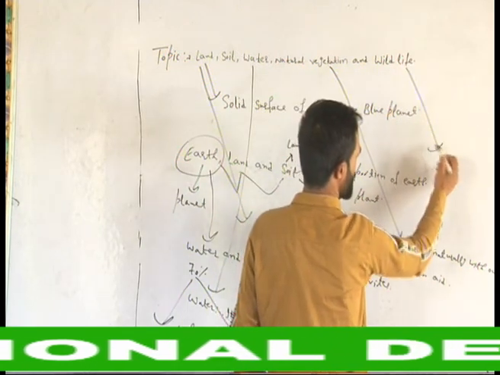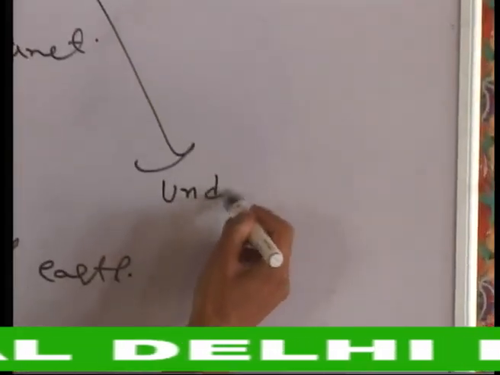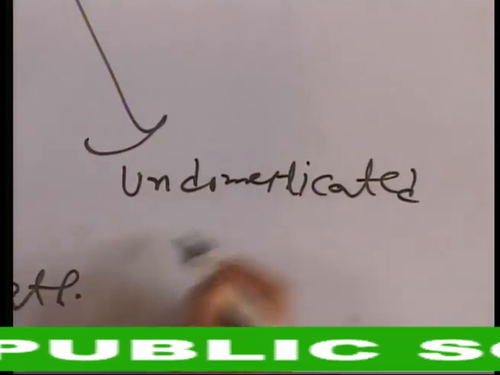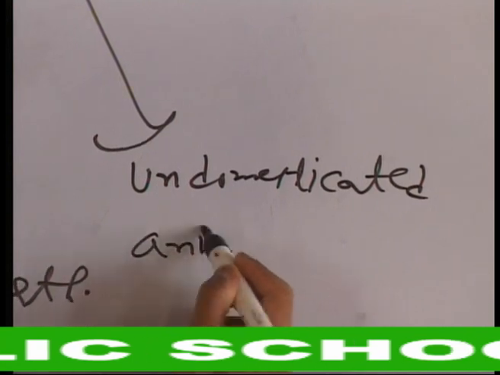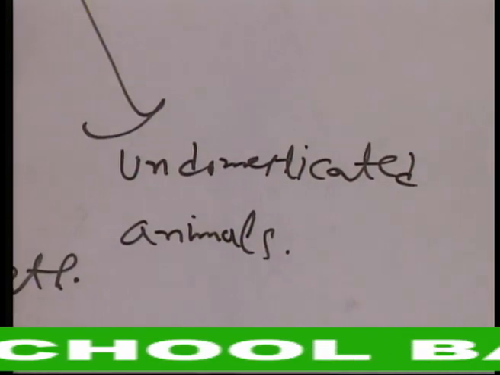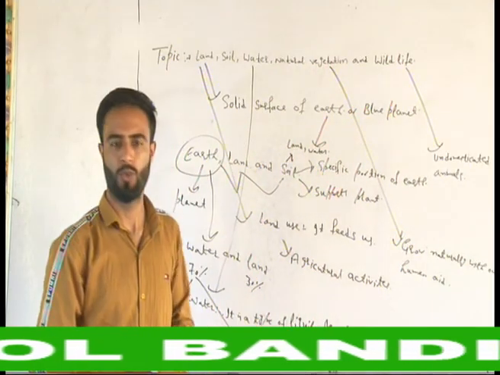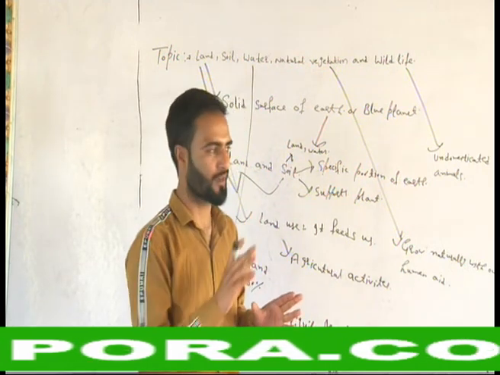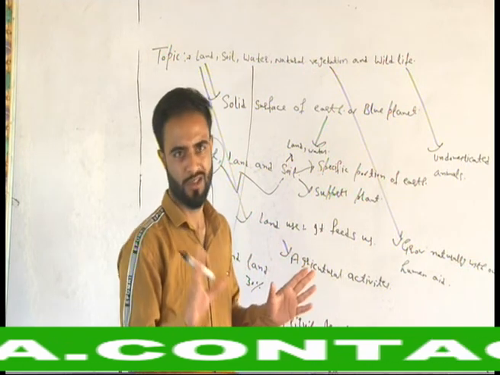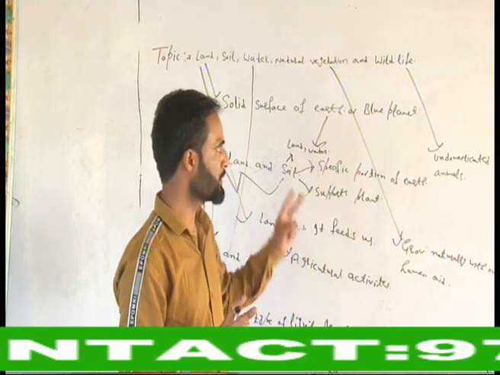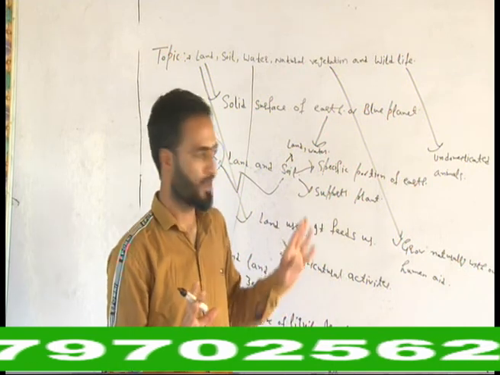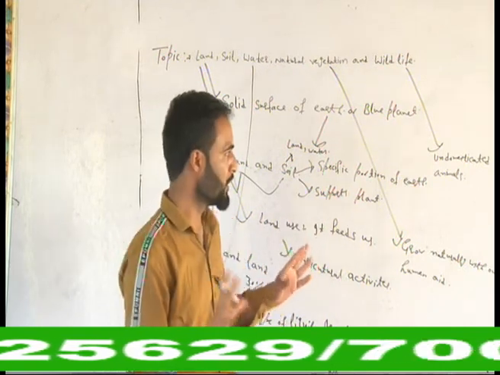Wildlife means undomesticated animals. Undomesticated animals include those animals which live in forests, which don't live with us in our homes. Like cow, that is a domestic animal, and undomestic animals are basically bear, monkey, tiger, etc. They live in forests. They live without the interference of humans.